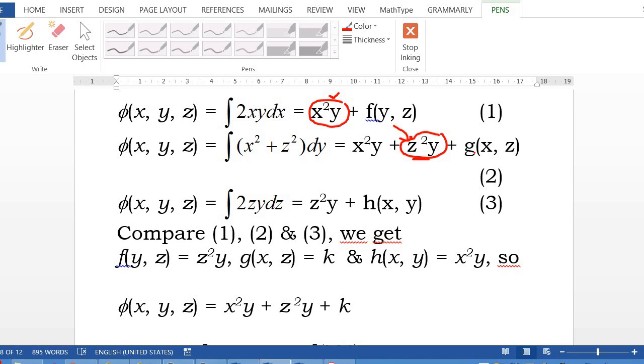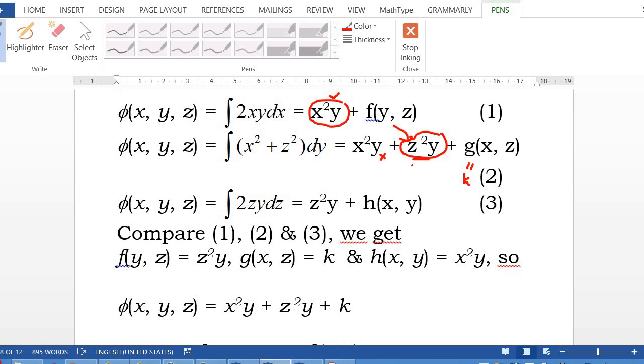And then the function g(x, z), x and z. You look at, because we start from 1, 1, you get f(y, z) in number 2. And then okay, this one we already have, don't take it. Then g(x, z), z, x, z, okay? Look at 3, yeah? X and z we don't have. So this is actually k. That's why the answer is x squared y plus z squared y plus k.